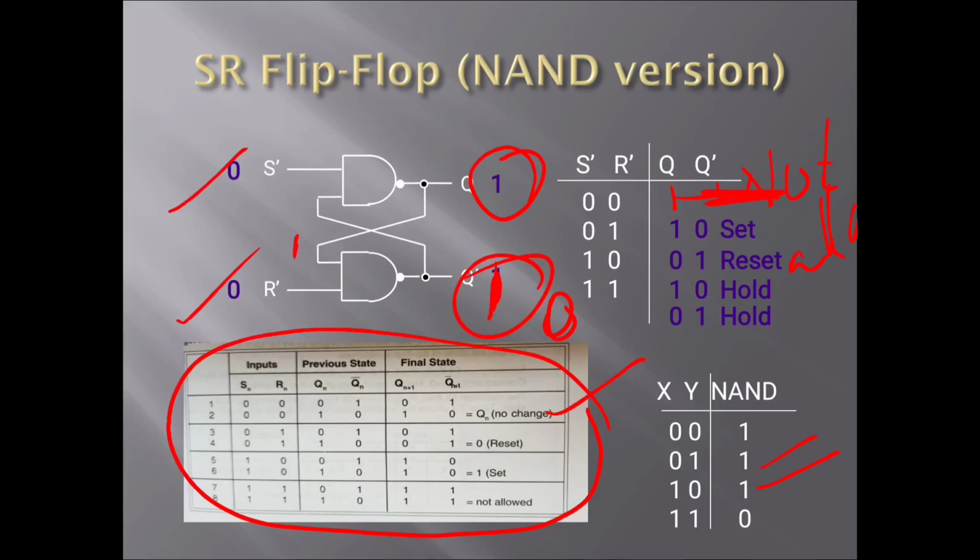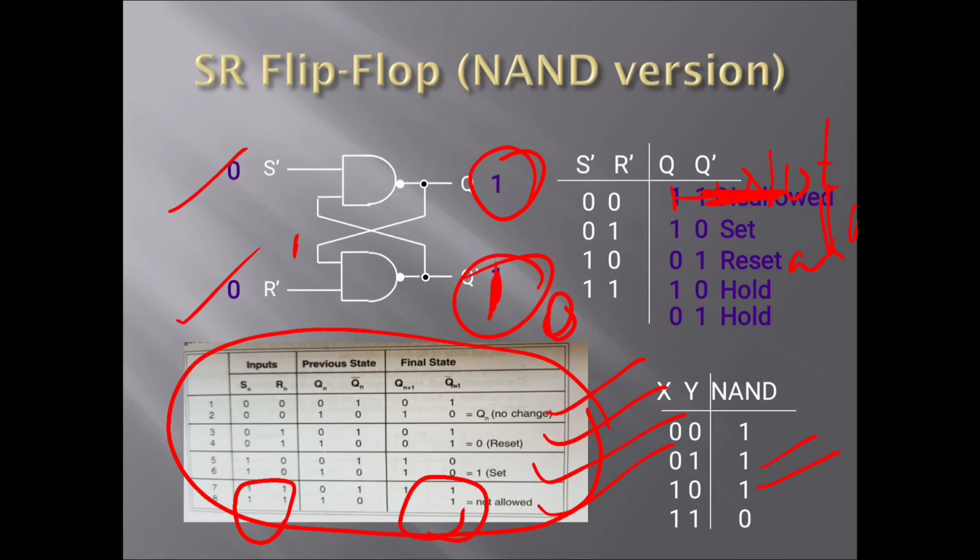When the value of S and R is 0 1, then it will give the reset values, that is 0 in every case. And when the input is S and R have 1 0, then it will give the set state, that is 1 and 0. And when the input of S and R is 1 1, then it is not allowed for the SR flip flop as it gives the final state as 1 1, which is not allowed. Okay.